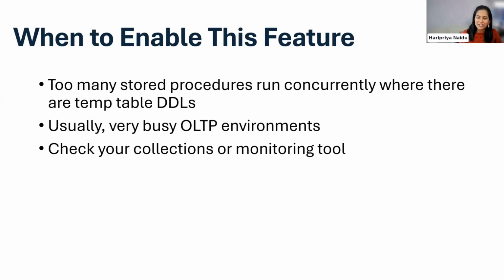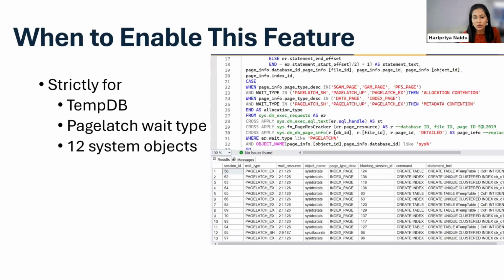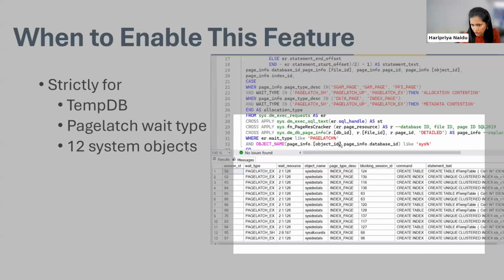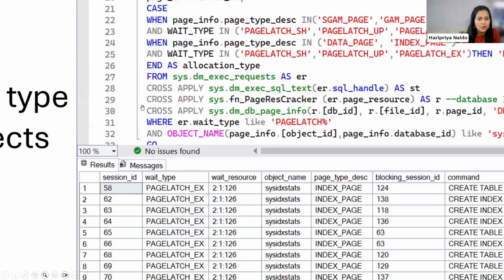Anyways, you can check your collections and monitoring tools to see if there is contention. Okay, so when you go check now, what are you exactly looking for? I have made that easier here. You can get the script from the demo or GitHub, but this is how the result set will look like, which I will also show you in the demo.